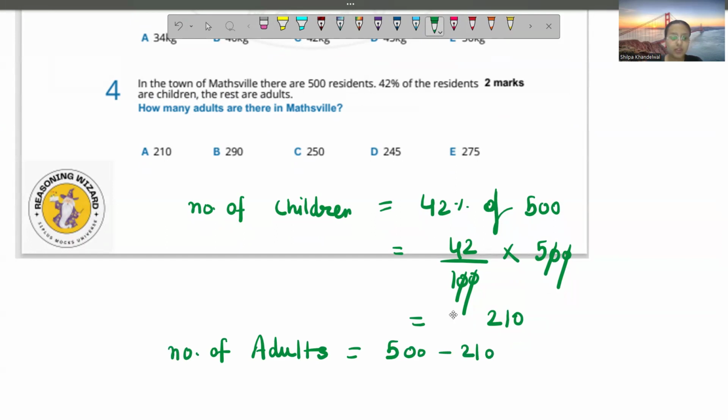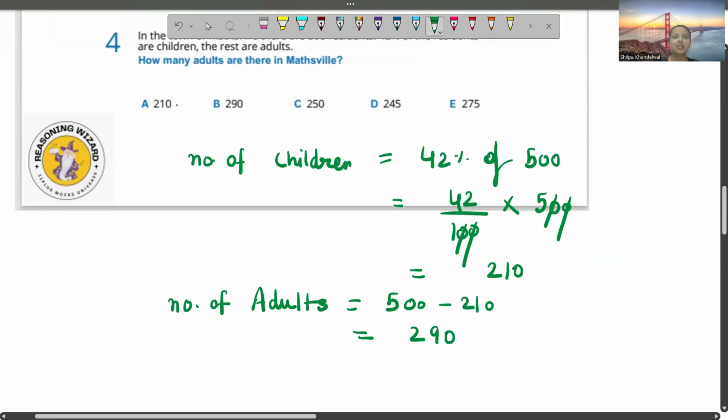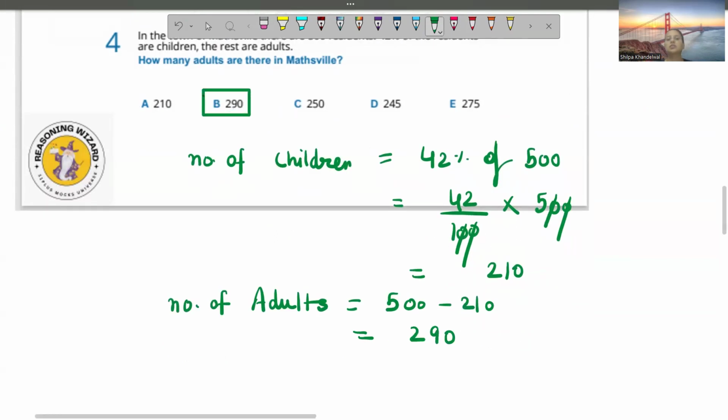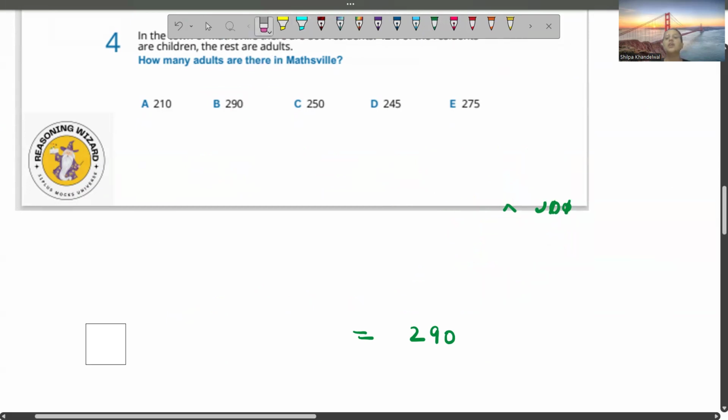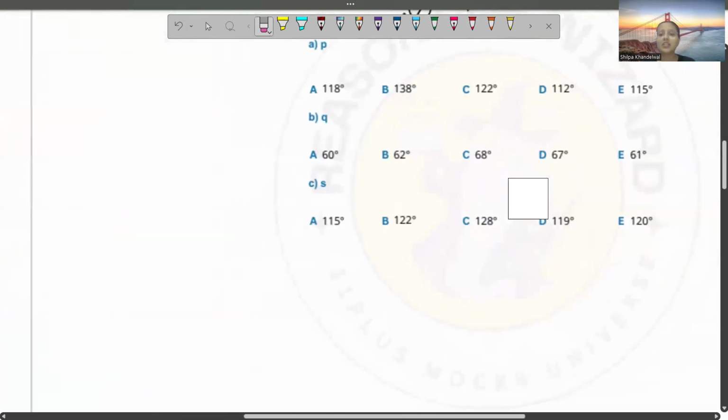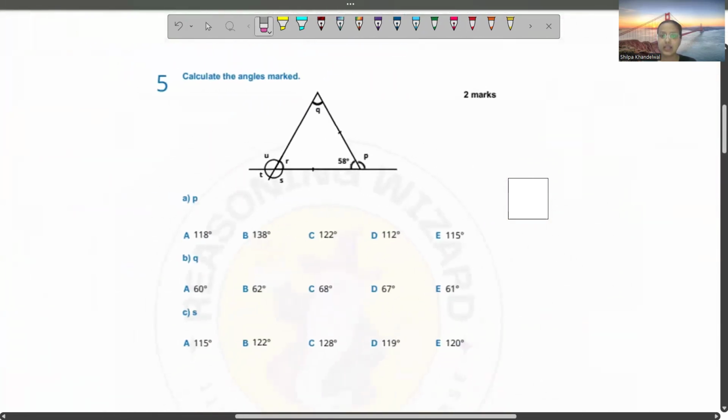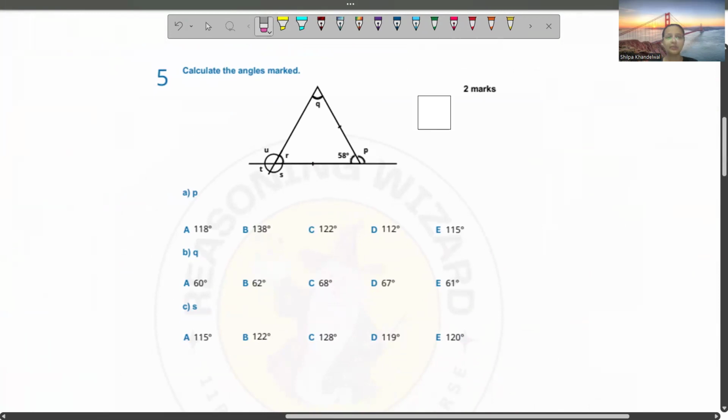And when you do, you will get 290. So this B option is the correct option. Very, very easy, right? Okay. Now let's move ahead with our last question of today's class. Okay, so here we go.